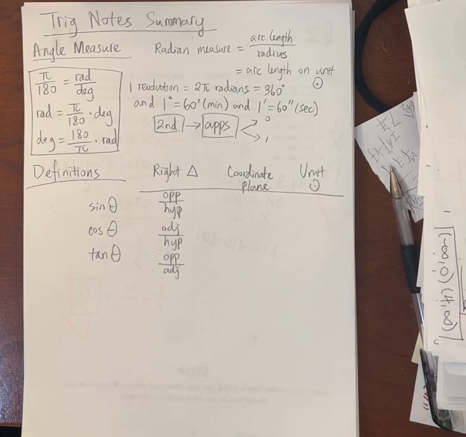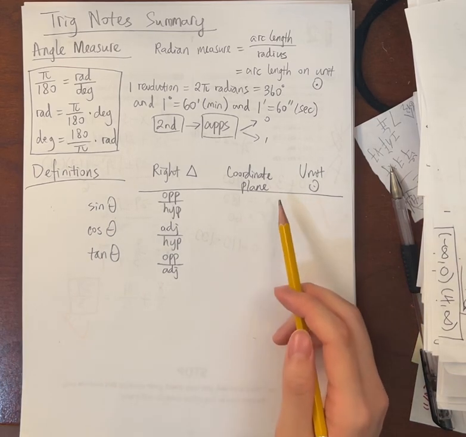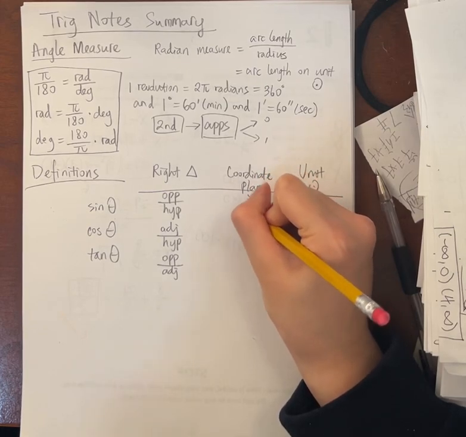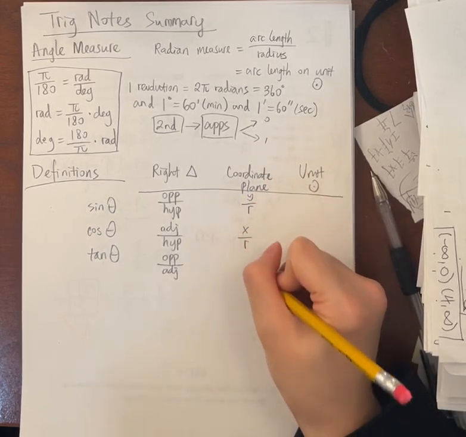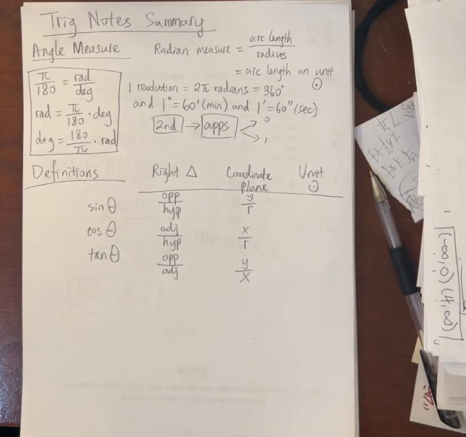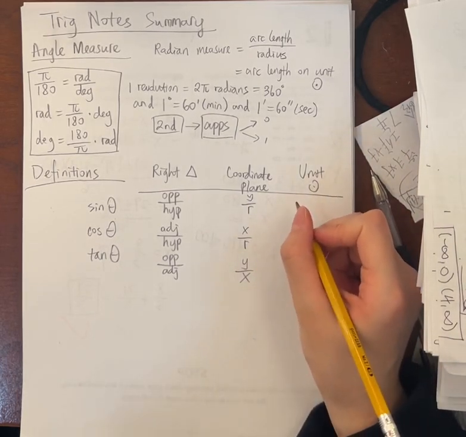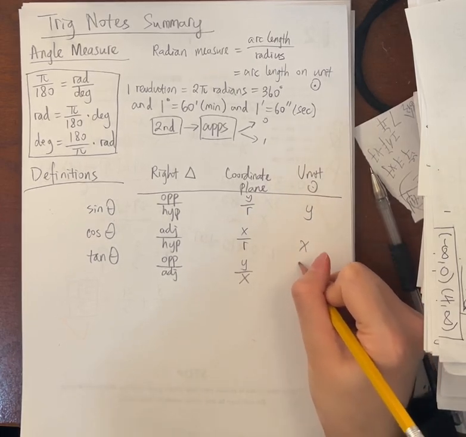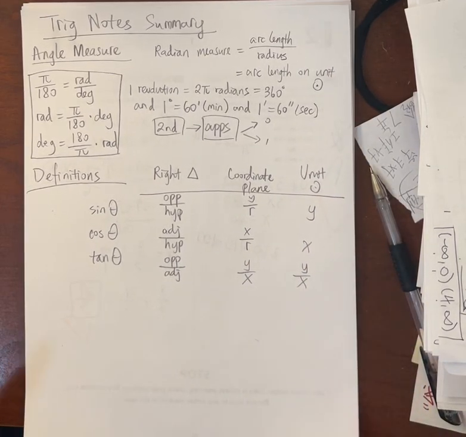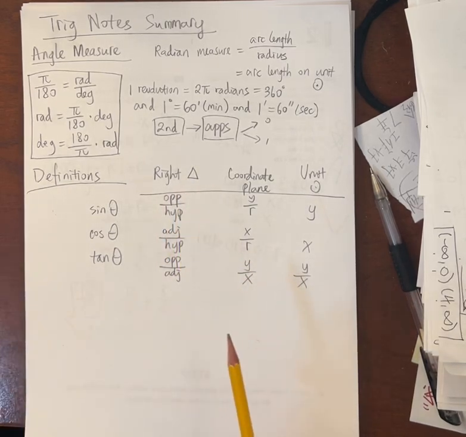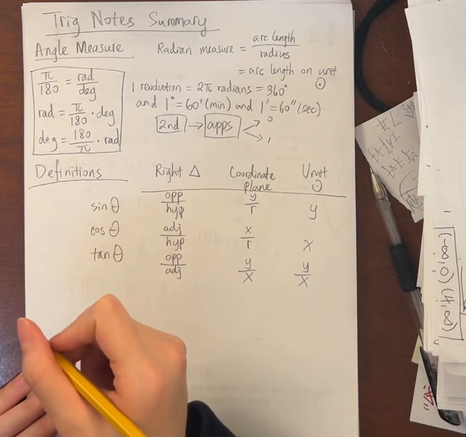All of these formulas you just have to stick into your head and remember to do your best on your next exam. Then the coordinate plane will be y over r, x over r, and y over x for each of these correspondingly. And for the unit circle, it will be y, x, and y over x. But I think the main focus here is the first column, so you really have to remember all of this. And when you're seeing real triangles, you have to know how to apply it. Then it's the basic identities.